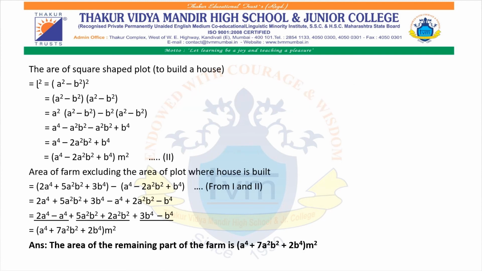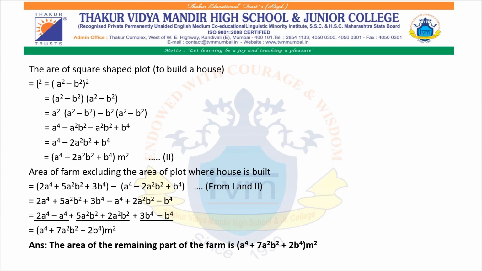The area of the square-shaped plot to build a house is L square, that is side square, that is a square minus b square, whole square. So we will multiply a square minus b square 2 times. So the answer which we are getting is a raised to 4 minus 2a square b square plus b raised to 4 meters square.